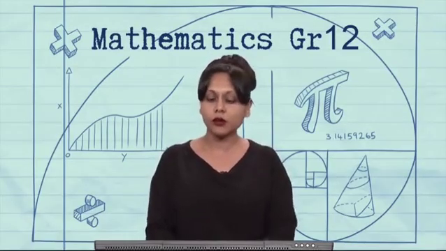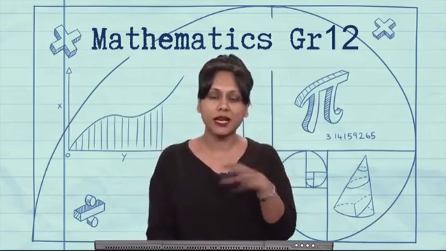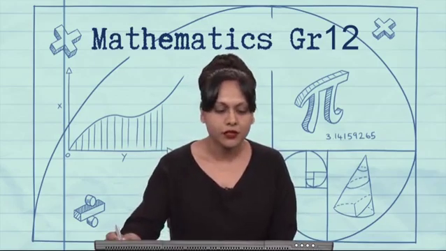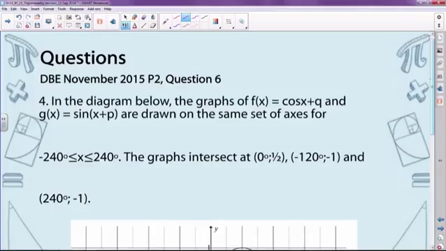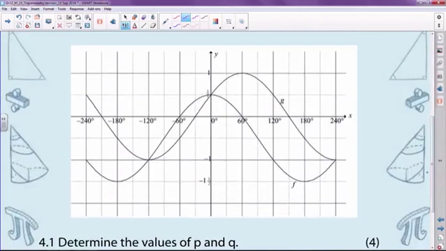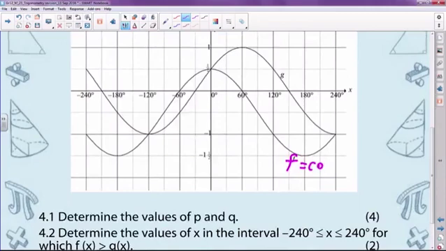Okay, everyone, so hopefully it was enough time for you to take the question down, but we're going to read through it, so relax. If you didn't get it all down, don't worry, let's go through it. Okay, so you are told that in the diagram below, the graph of f of x is equal to cos x plus q. So let's identify f. So on my axis, I see that is the graph of f, and that's the graph f is equal to cos x plus q. So already you should start thinking about what's happened to this graph.